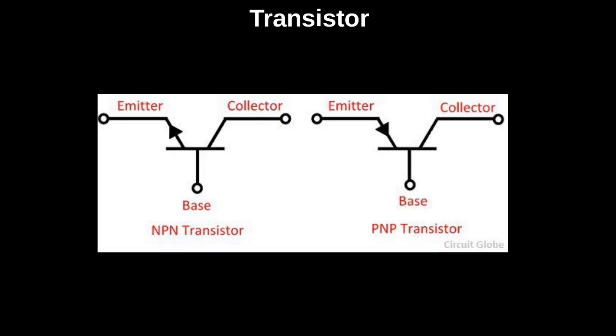The transistor is mainly classified into two types, that is the bipolar junction transistor and the field effect transistor. The bipolar junction transistor uses both the electrons and holes as charge carriers, and the FET is a unipolar transistor.